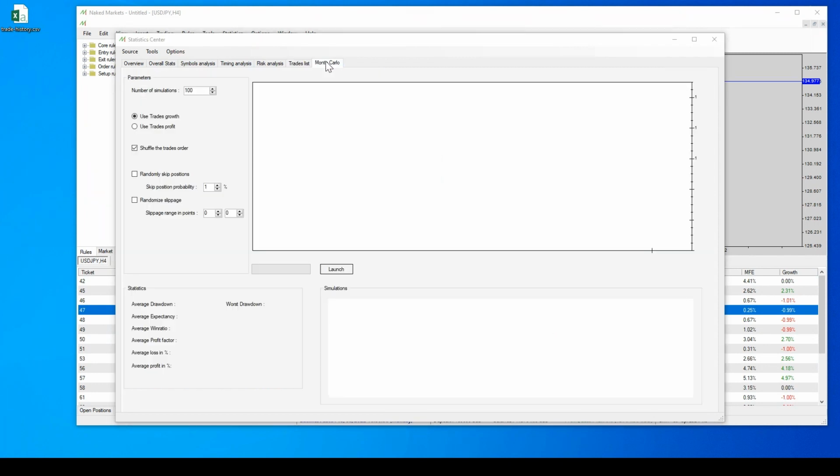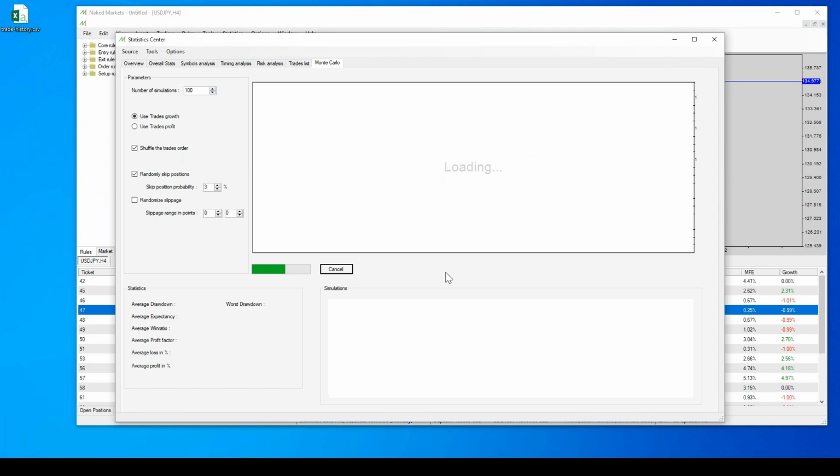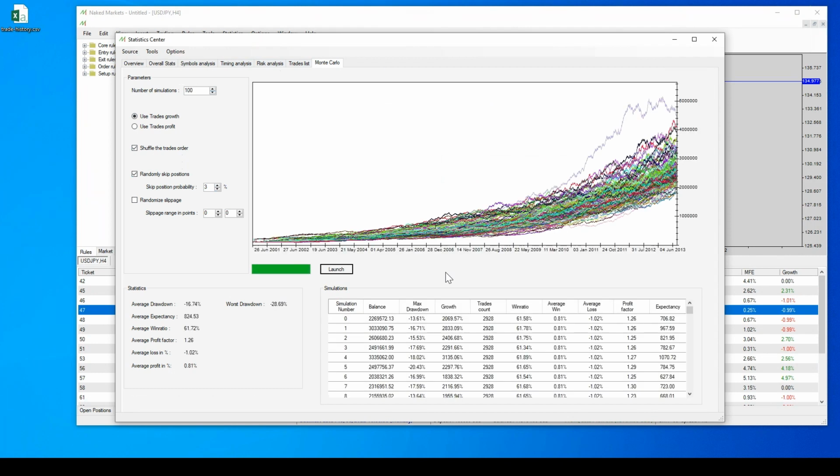Finally, the Monte Carlo simulation evaluates the robustness of your trading system. By running the same simulation 100 or 1,000 times and changing only minor parameters, you can check if the system collapses or performs well. You can shuffle the trades order, skip random positions, and randomize the slippage. This can help to identify strategies which are spread and slippage sensitive, as an example.